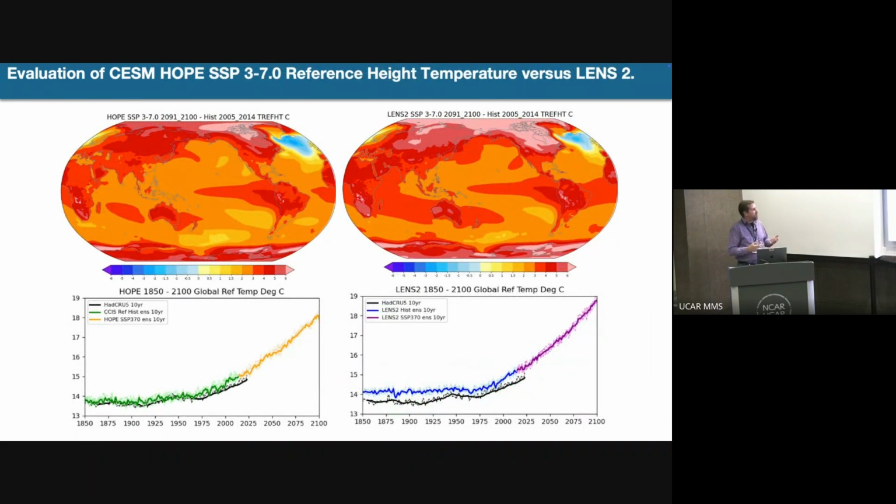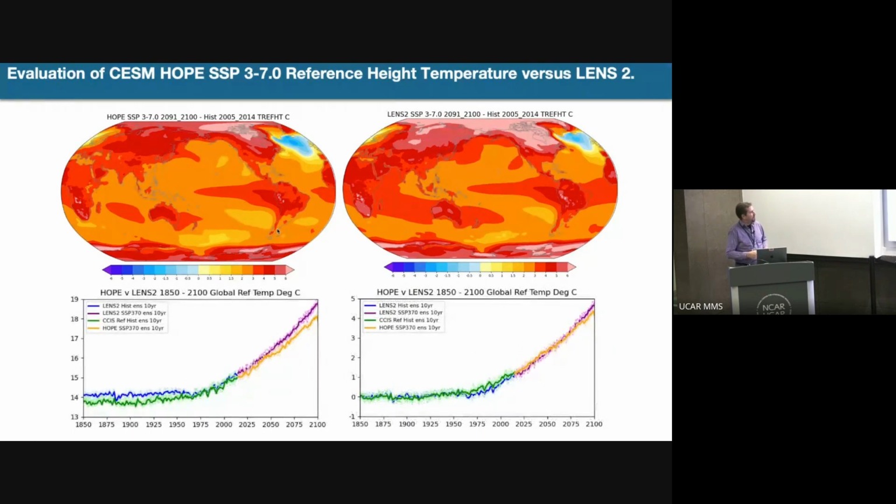We can also look out to 2100 along the SSP3-7.0 pathway in an emission-driven space versus the LENS2 extension. We can see that we end up slightly cooler in the emission-driven run than in the prescribed CO2, prescribed aerosol simulation. But we're starting cooler and we're ending cooler. If we overlay them on top of each other, they're basically following each other very closely, and if we look at the deltas from 1850, they basically lie on top of each other.